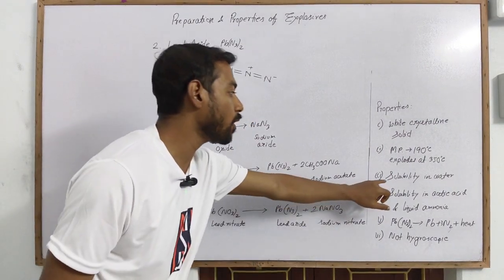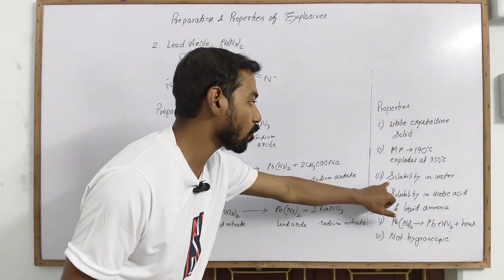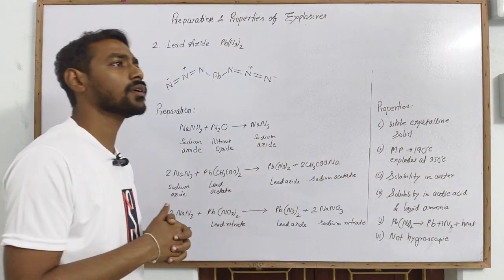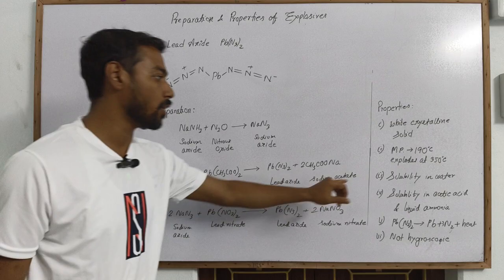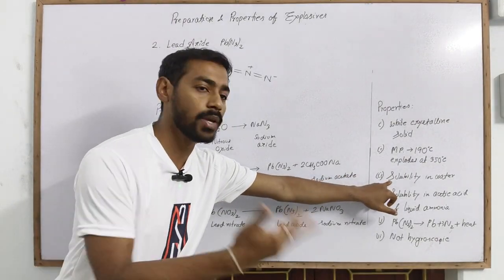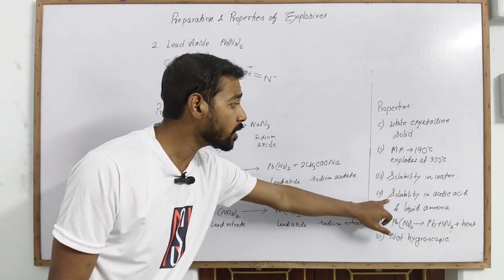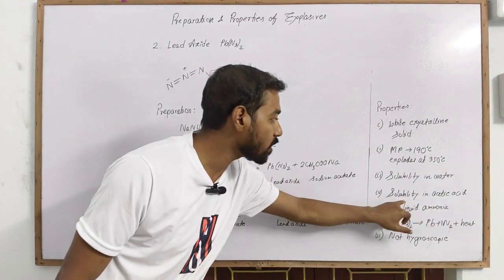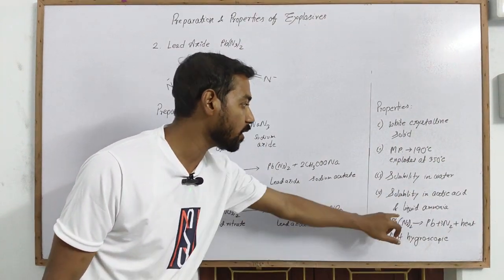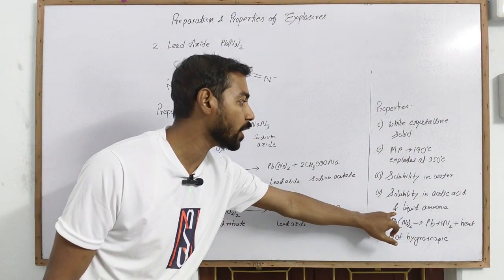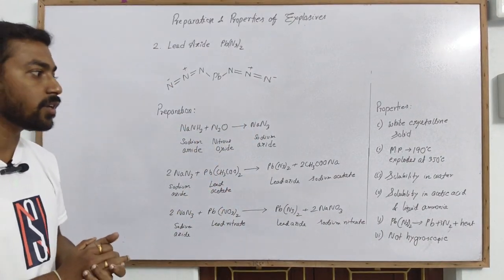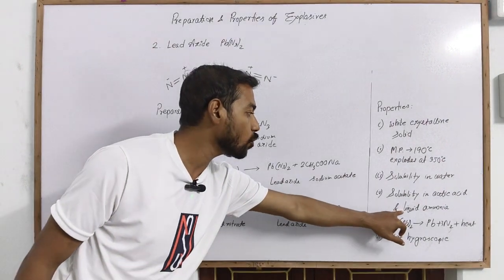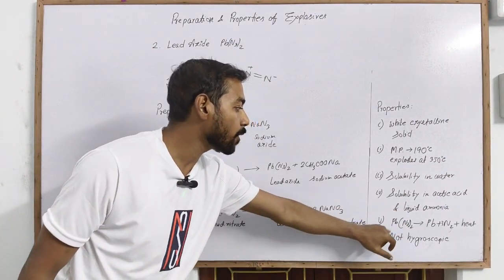Now coming to the third point, we should comment on the solubility in water. It is partially soluble in water at room temperature, but when you increase the temperature, the solubility increases. It is very well soluble in acetic acid, but it is insoluble in liquid ammonia. Coming to the fifth point.